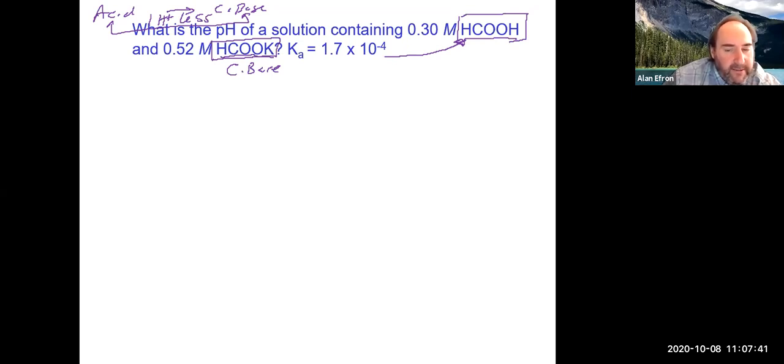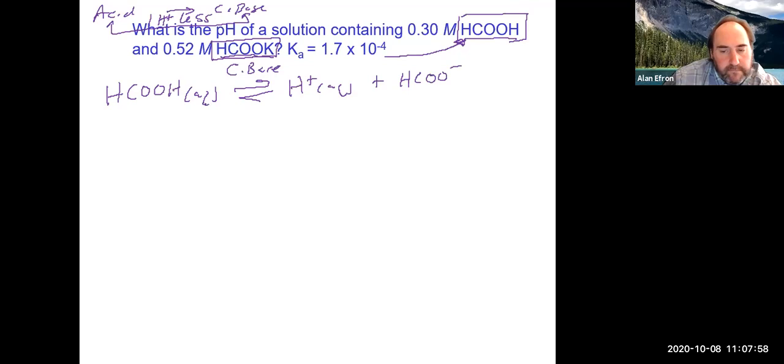That's a common ion. Just to show you, this is going to set up the equilibrium, and our HCOOK is going to break apart into HCOO minus plus K plus. This right here is going to be our common ion. So you have two ways to solve this. Either way is perfectly fine. It really is just sort of a preference.